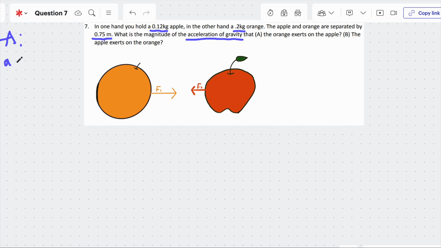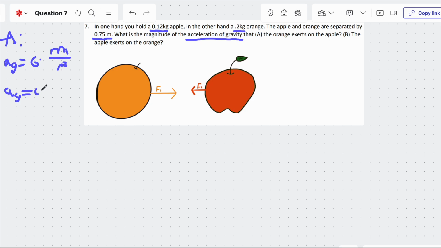Gonna need our acceleration of gravity equation, which is g times mass of the object providing the gravity divided by radius squared. Don't forget that squared. That's a silly mistake. Okay. So in part A, we're looking for the acceleration of gravity that the orange exerts on the apple. So in this case, the mass we'll be using is the orange's, since we're looking for the gravity the orange is putting on the apple. We're also given our radius, and we know g. So let's plug those in.